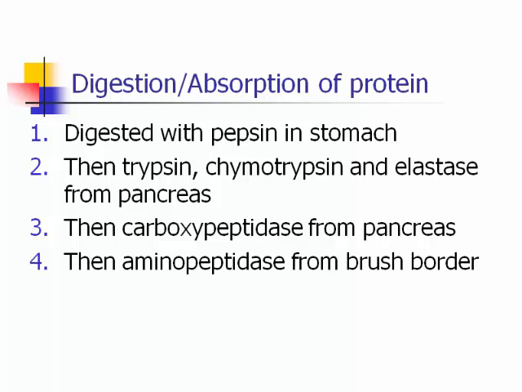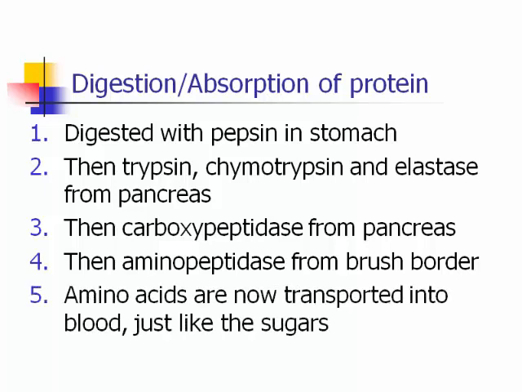Yes, that makes 6. Aminopeptidase from the brush border enzymes. The brush border has the last enzyme to chop that dipeptide. Remember at the beginning of the first lecture on this, we showed the picture of the dipeptide becoming 1 amino acid. And now that amino acid is transported into the blood just like the sugars. It goes across the epithelial cell into the submucosal layer where it meets a blood vessel, which takes it away. And of course, remember, all this goes directly to the liver to be detoxified.